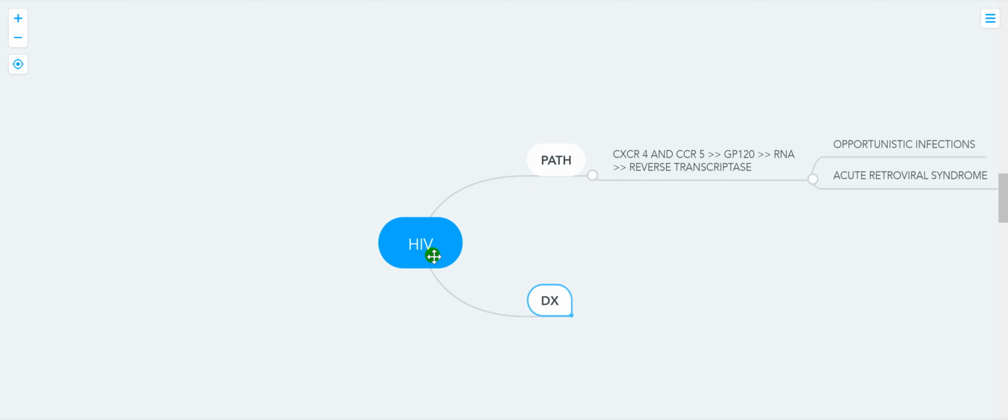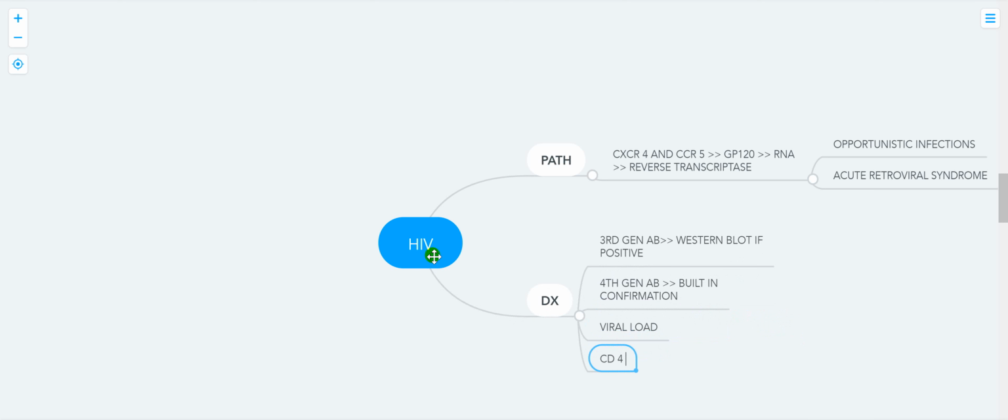How do you diagnose it? You can order the antibody test, which is by ELISA, and then if it's positive, you do Western blot. That's the third generation antibody. Or you can do the fourth generation antibody with built-in confirmation. After that, you order the viral load and the CD4 count. This is important too, CD4 count.